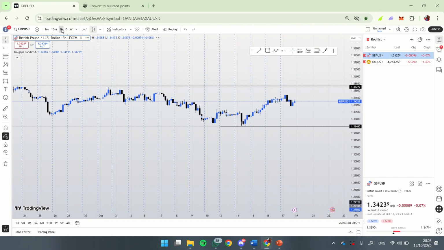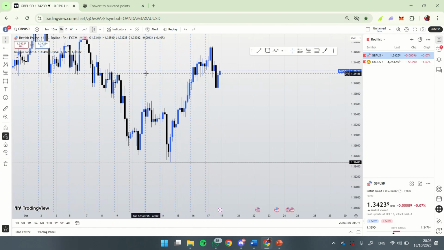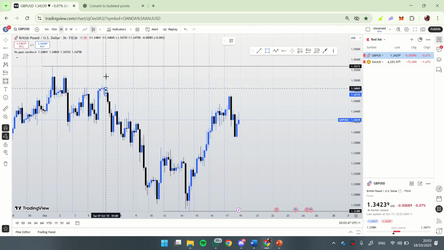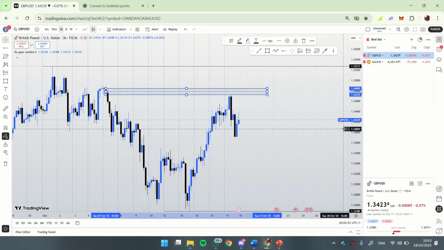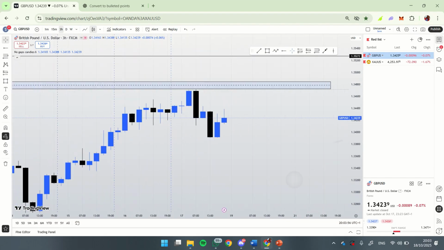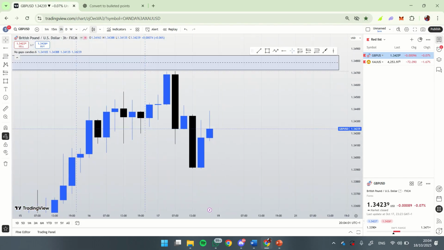Let's go to 3 hours, right? In 3 hours, this is the daily, which is our overall target. And what do we see here? Why is price reacting here? Is it the supply? It did not mitigate it, which means you should expect it to maybe revisit. We don't know. Whatever price does, we follow, right? We follow.